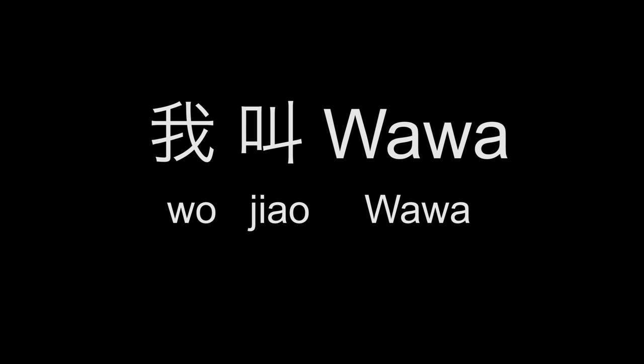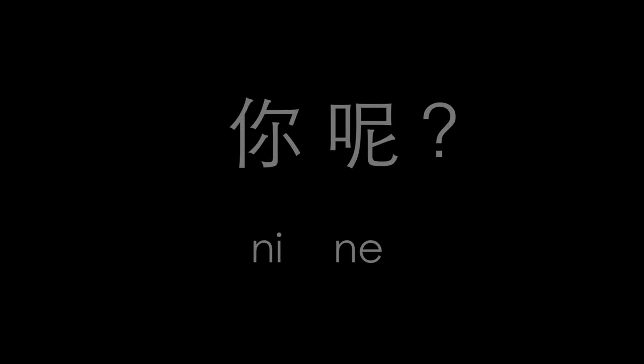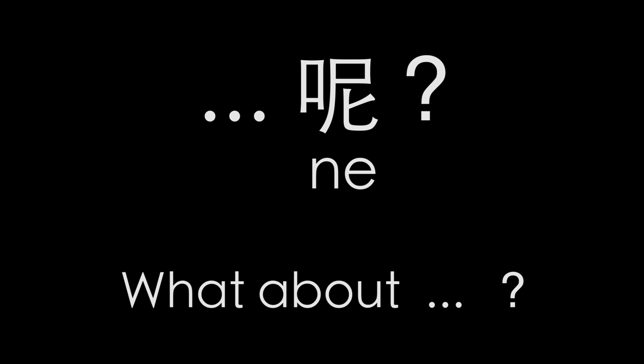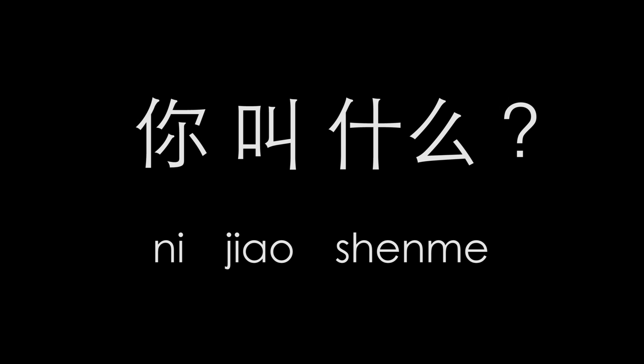我叫娃娃,你呢?你叫什么? First she says, 我叫娃娃, my name is 娃娃. Then she asks, 你呢? Ne at the end of a sentence means, what about? So, 你呢? Means, what about you? Then she asks, 你叫什么? You are called what? Or, what's your name? And since it's obvious that she means my name, we don't need to repeat that word name or 名字.